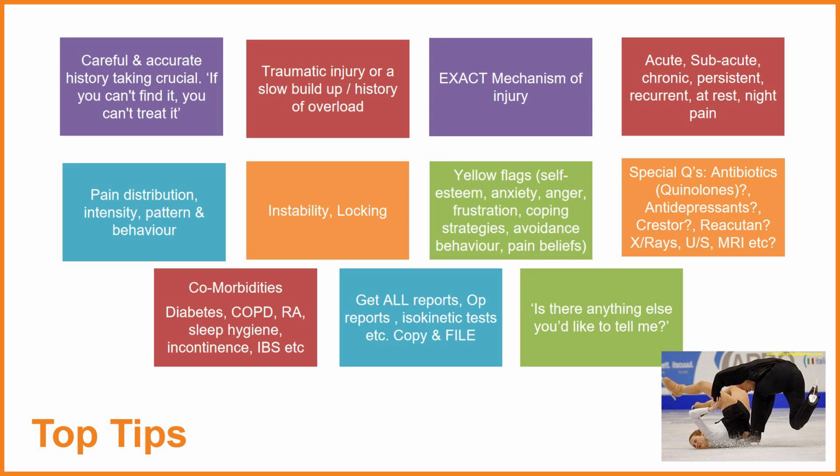Some of the important questions, of course, are, is it a traumatic injury or a slow build-up with a history of overload? So either an acute injury or a gradual onset. And again, that will give you quite a lot of information. What is the exact mechanism of injury? So you want to know, how exactly did it happen?